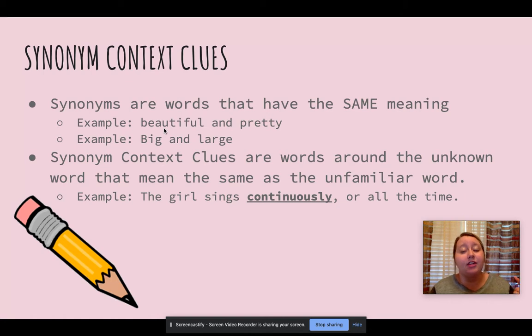So synonym context clues are words around the unknown word that mean the same as the unfamiliar word. So kind of like the definition, we may see the word "or" in this type of sentence. That means that whenever we have an unfamiliar word, it's going to give us another word that means the same thing as that one.